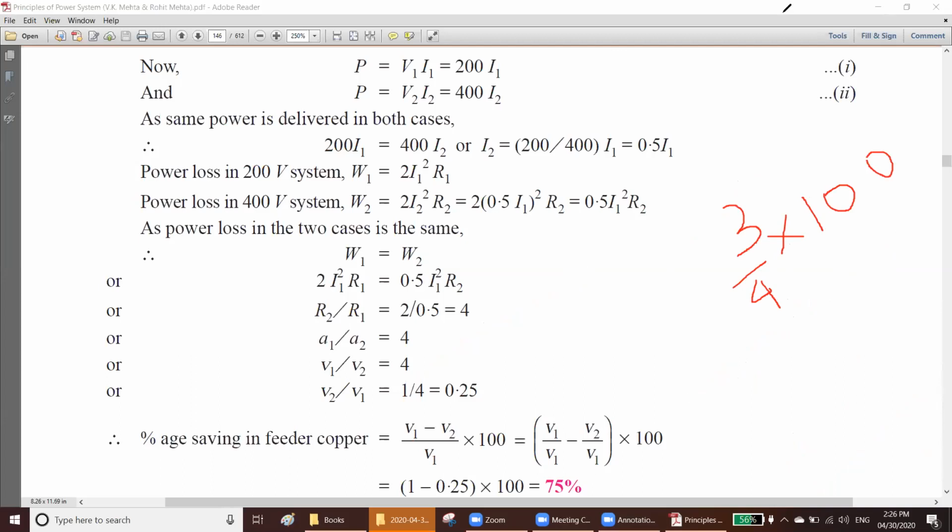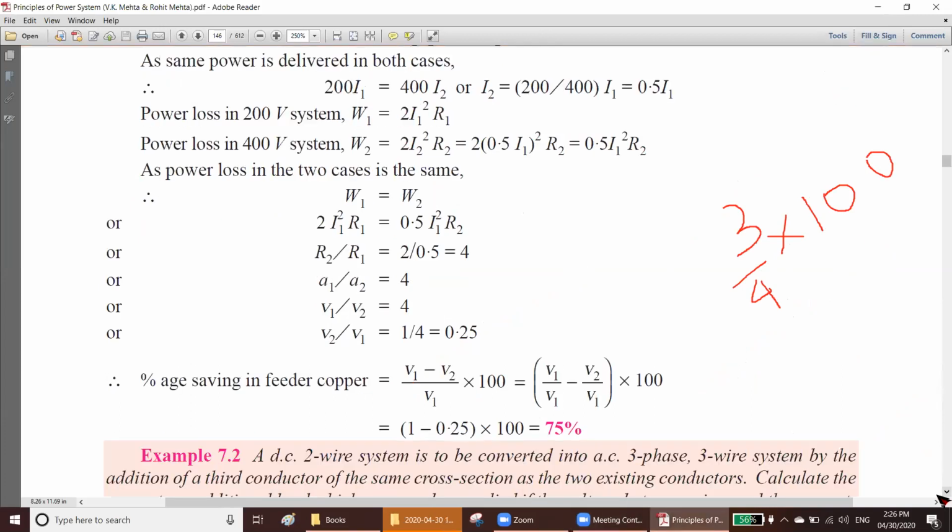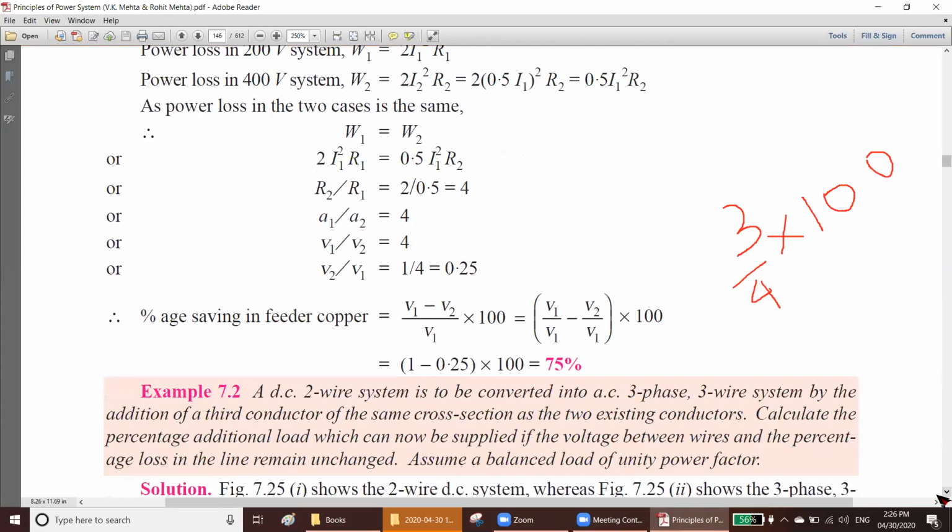So how much can you save? Actually, you can save 75% of your copper, right? So you can use these or my method, it doesn't matter. Both of them will be the same. You can save 75% of copper.